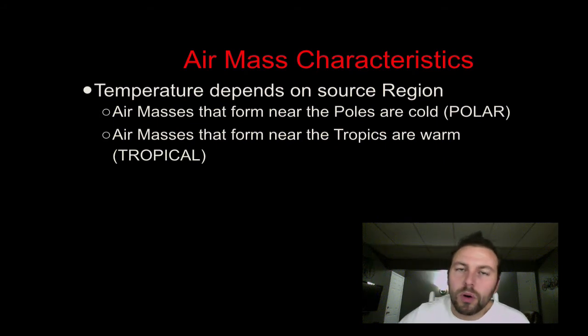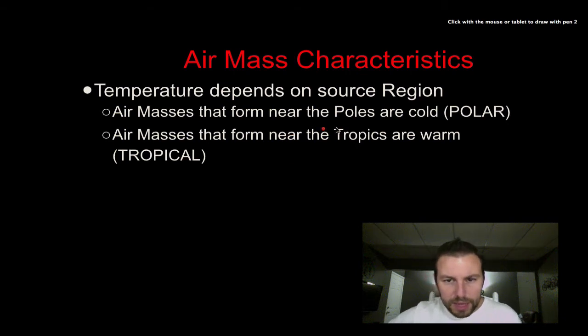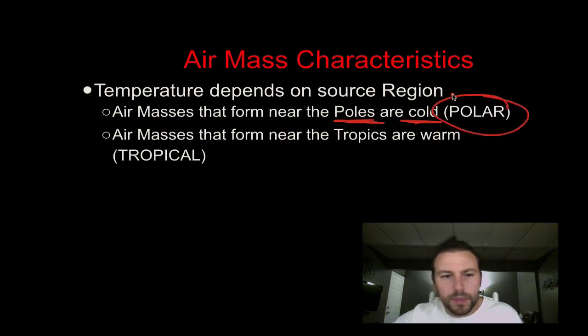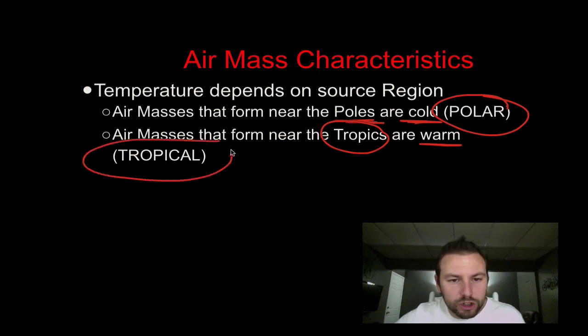The temperature also depends on the source region. Air masses that come from the poles, those high latitudes where it's cold, are going to be known as polar. Air masses that are near the equator or from more lower latitudes are going to be warm, and those will be known as tropical. What's going to happen when we name these air masses, we're going to combine the terms of humidity and temperature.